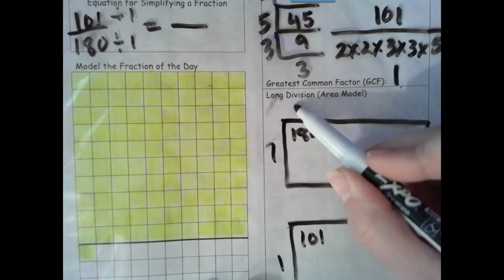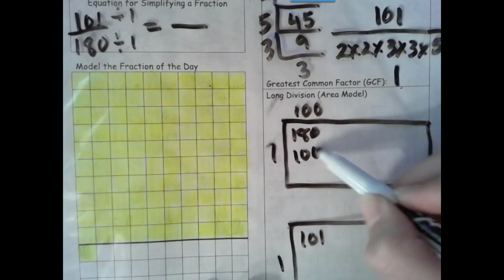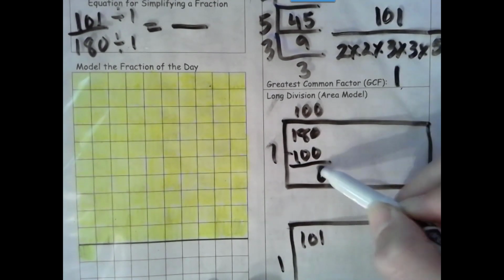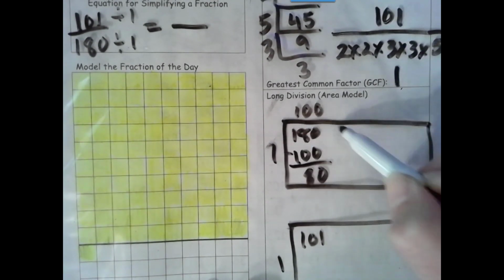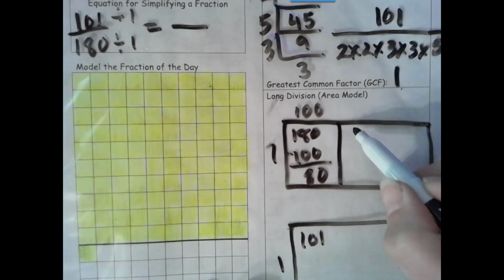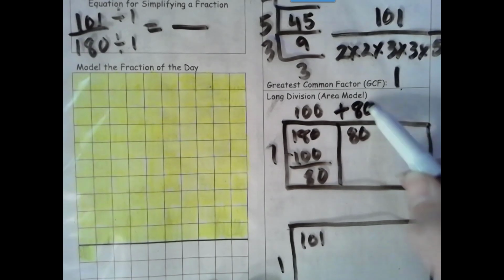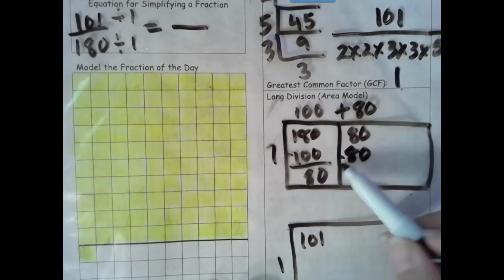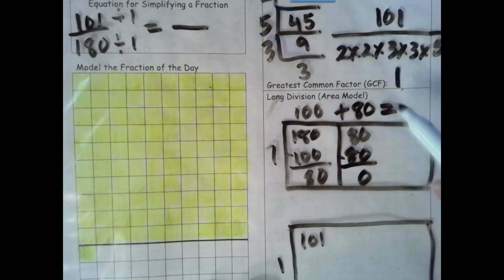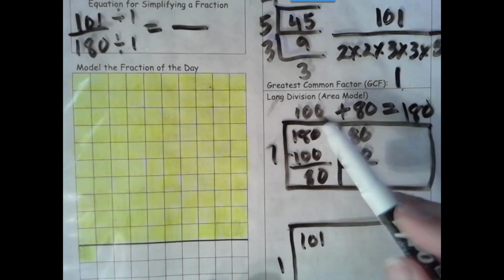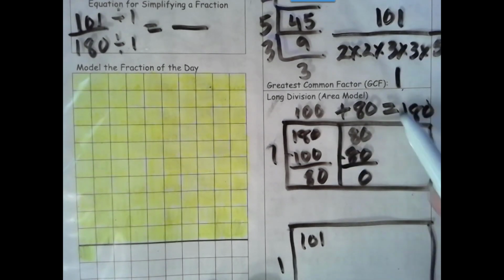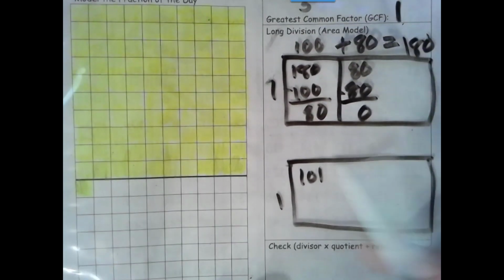1 times 100 is 100. More on top, no need to stop. Number is the same, 0 is the game. Okay, and then 80 times 1 is 80. Number is the same, 0 is the game. Add our partial quotients together, we get 180. So this is basically expanded form here, and then our standard form, or base 10 numerals.